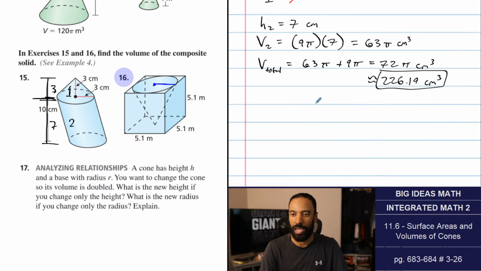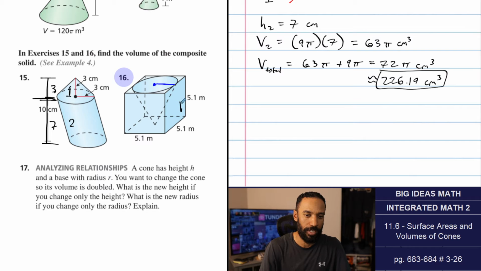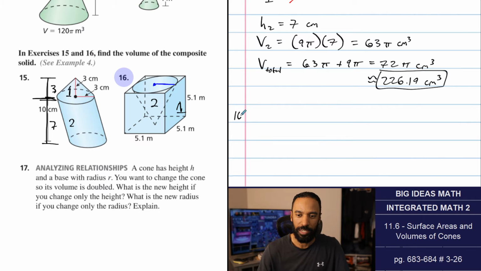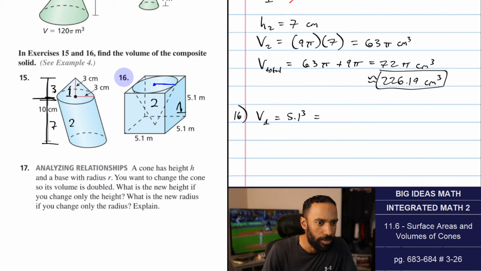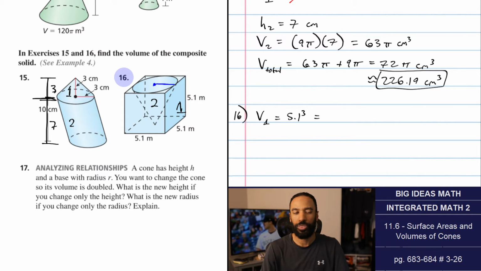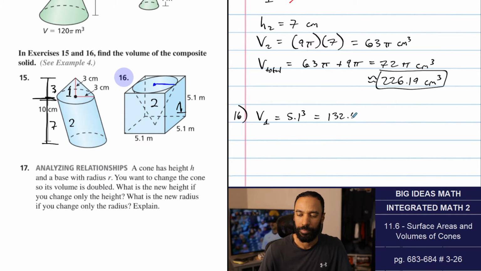So let's call object 1 the cube, object 2 the cone. The volume of object 1 in number 16 is 5.1 cubed. Where's the raise to a power button here? I was looking for an X to the Y button. Oh, there it is. 132.651 cubic meters, volume of the first object.